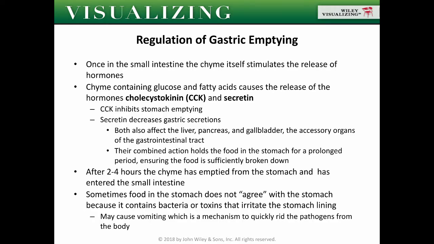Now, regulation of gastric emptying. After the stomach, in the small intestine, the chyme itself stimulates the release of hormones. The chyme containing glucose and fatty acids causes the release of the hormones cholecystokinin and secretin. CCK inhibits stomach emptying. Secretin decreases gastric secretions. Both of them also affect the liver, the pancreas, the gallbladder and the accessory organs of the GI tract. Their combined action holds the food in the stomach for a prolonged period, ensuring the food is sufficiently broken down. So after 2 to 4 hours, the chyme has emptied from the stomach and has entered the small intestine.